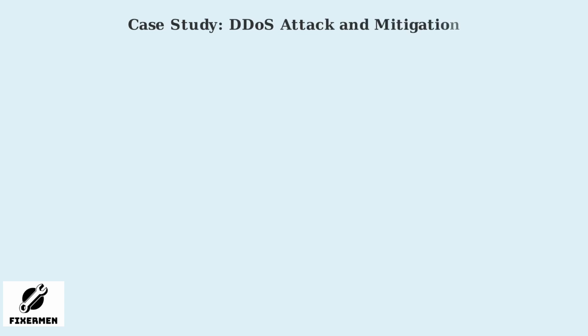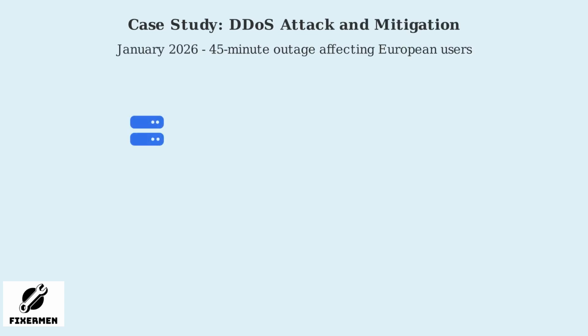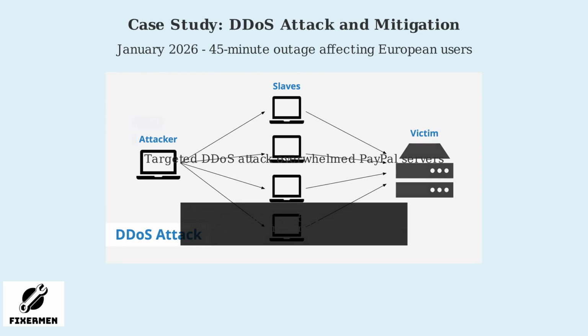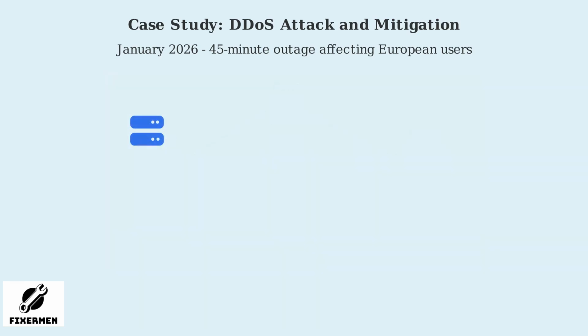In January 2026, PayPal experienced a targeted DDoS attack that caused Venmo 503 errors for European users. This incident lasted 45 minutes and highlighted the need for robust security measures. A DDoS attack floods servers with traffic, making them unable to respond to legitimate requests. This results in the 503 service unavailable error, as shown in this simple code check.